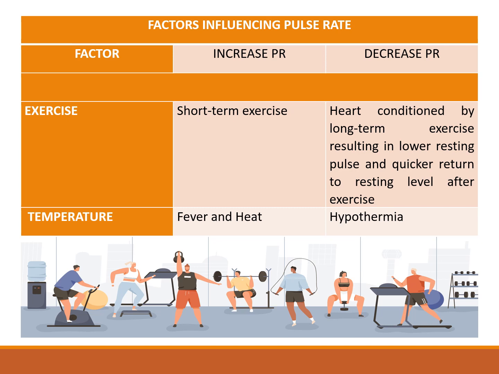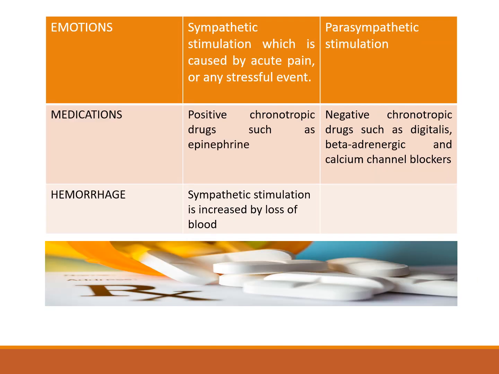So the other factors influencing pulse rate is exercise. Short-term exercise can increase your pulse rate, while long-term exercise decreases the pulse rate. If you have been exercising long-term, then your heart muscles are strengthened, resulting in a lower than normal rate at rest and a quicker return to resting rate after exercise. Another factor would be temperature.